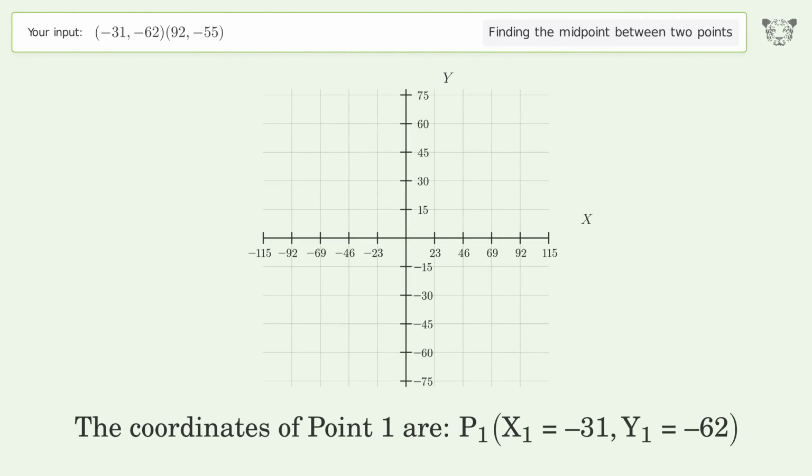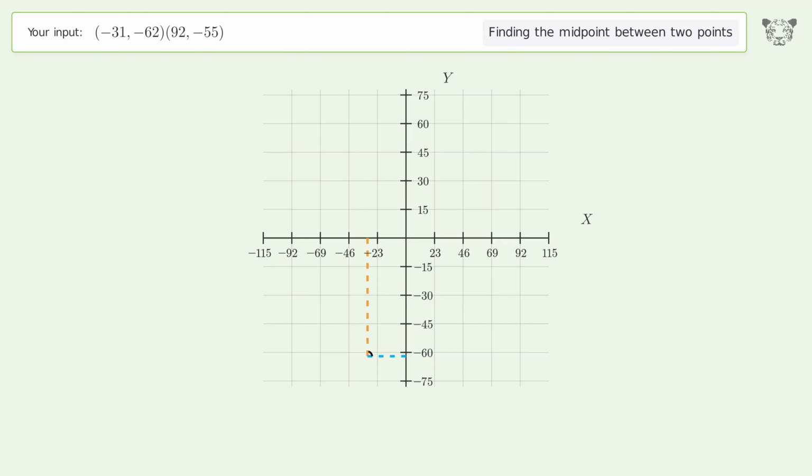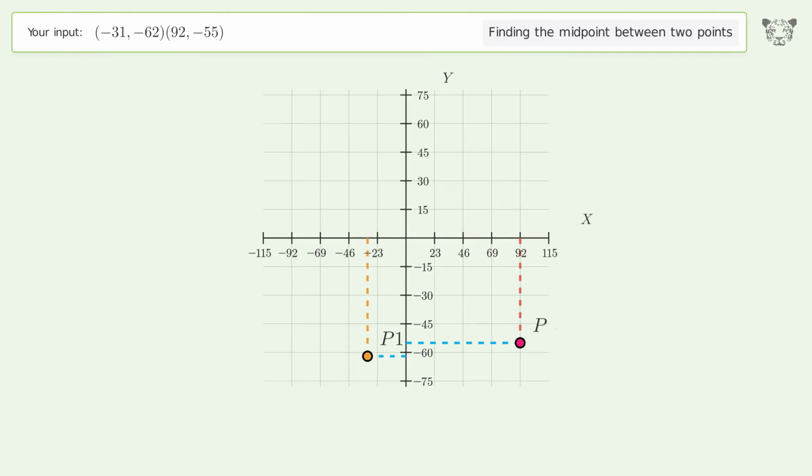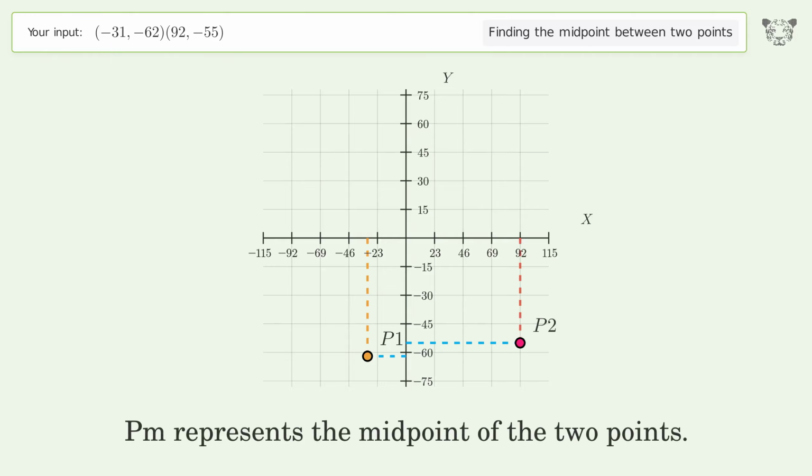The coordinates of point 1 are x1 equals negative 31, y1 equals negative 62. The coordinates of point 2 are x2 equals 92, y2 equals negative 55. PM represents the midpoint of the 2 points.